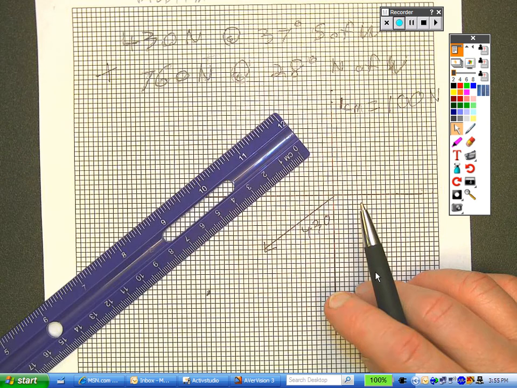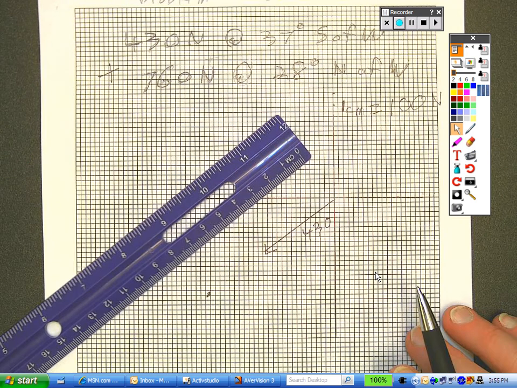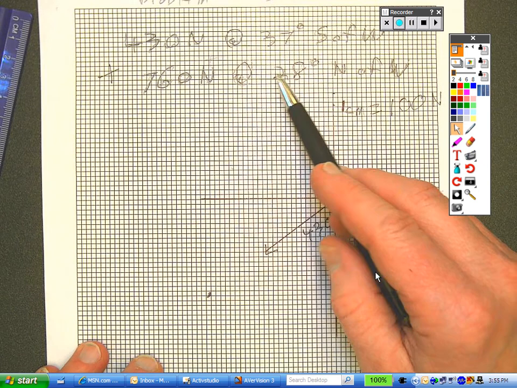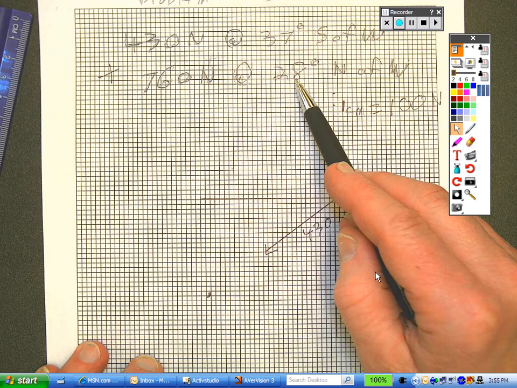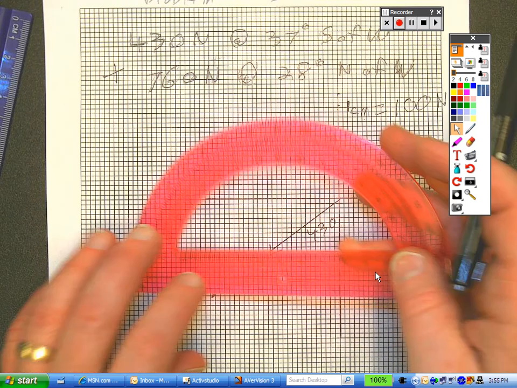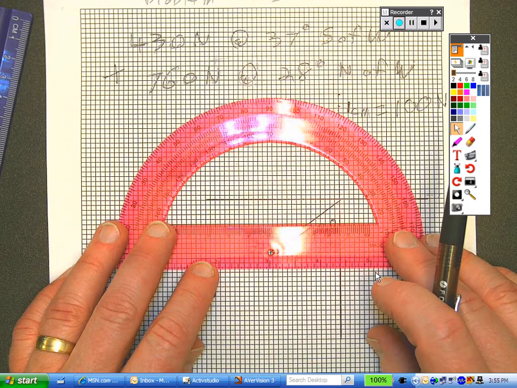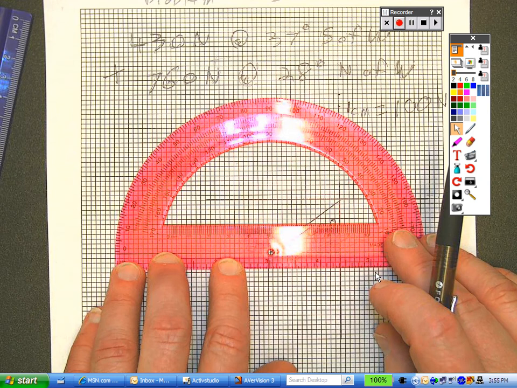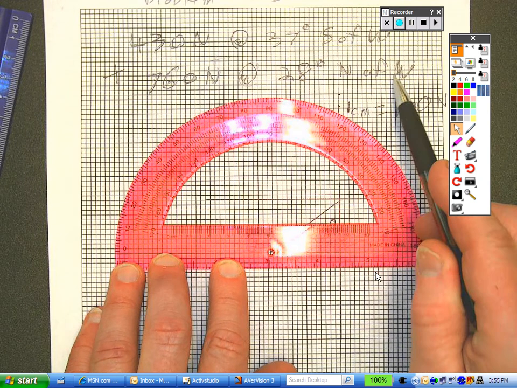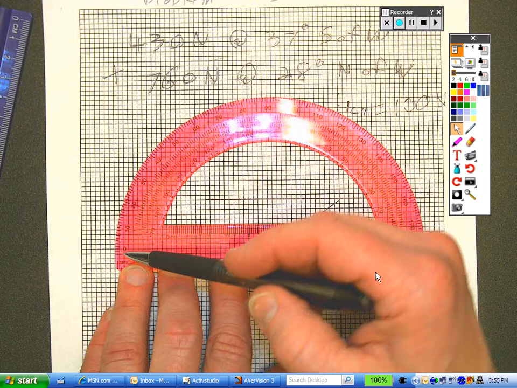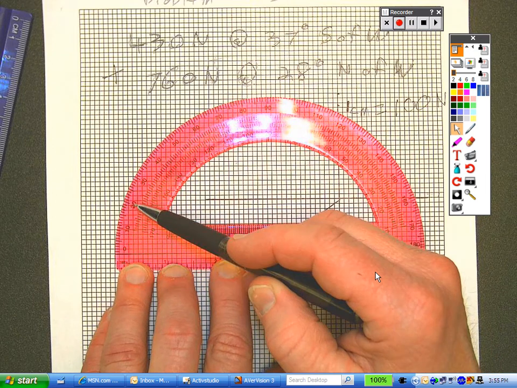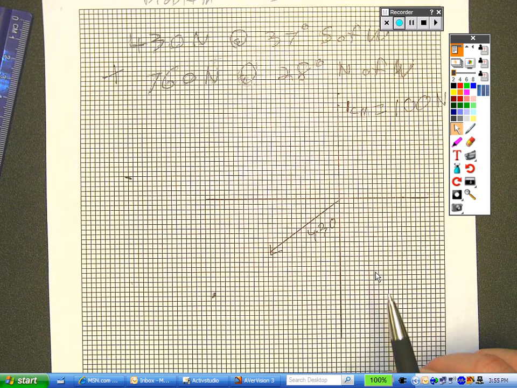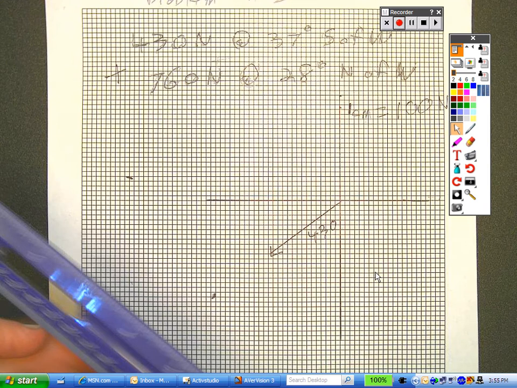When you add vectors, you always add them head to tail, which means you begin the new vector where the other one stopped. My new vector is 760 newtons, and the most important starting place is 28 degrees north of west. So I will put my protractor and make a new coordinate axis right there. It's got to be lined up with the grid coordinates on my graph paper, and it needs to be 28 degrees north of west. This time I will start with west and measure 28 degrees north of west and make a mark. Again, I'm going to do 760 newtons, which means 7.6 centimeters.